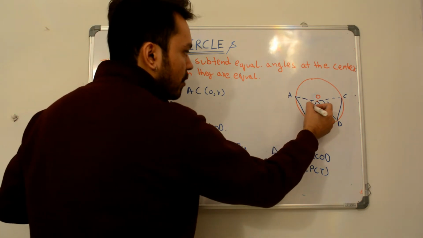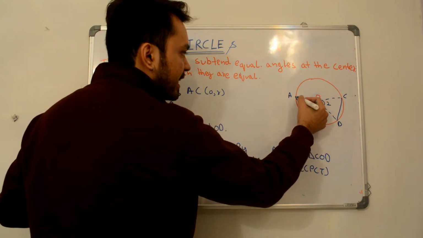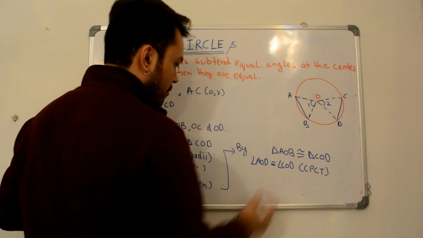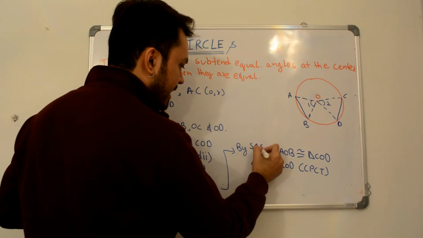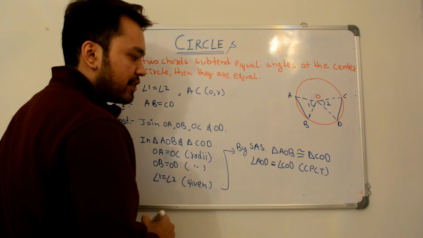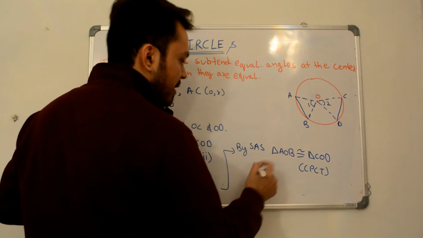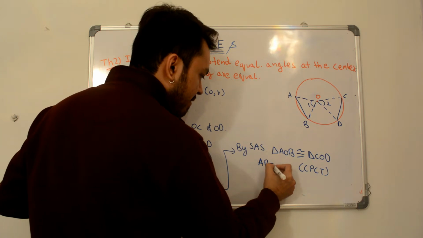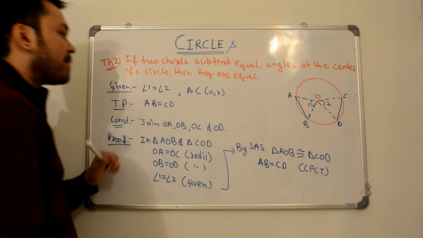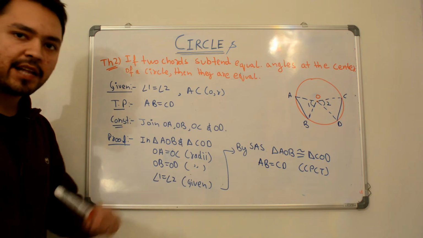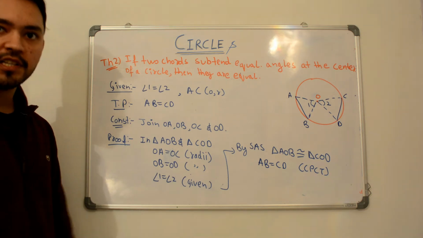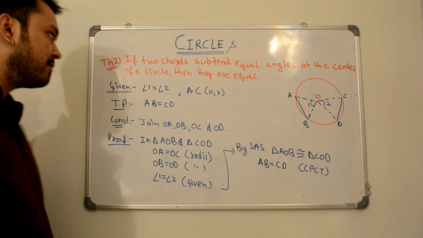Now, this angle 1 comes in between two sides, AO and BO. So we'll be using the SAS congruency condition, and here what will be equal to each other by CPCT, that will be AB will be equal to CD by CPCT. As simple as that, right? I hope it is clear to all of you. Moving on.